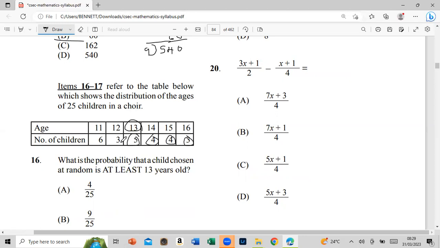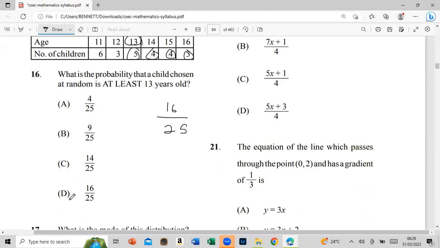So let's see the number of students at least 13. 5 and 4 is 9, and that 13, and that 16. So it's a total of 16. Let's see out of how many? 16 plus 9 is 25. So it's 16 out of 25. It's at least.